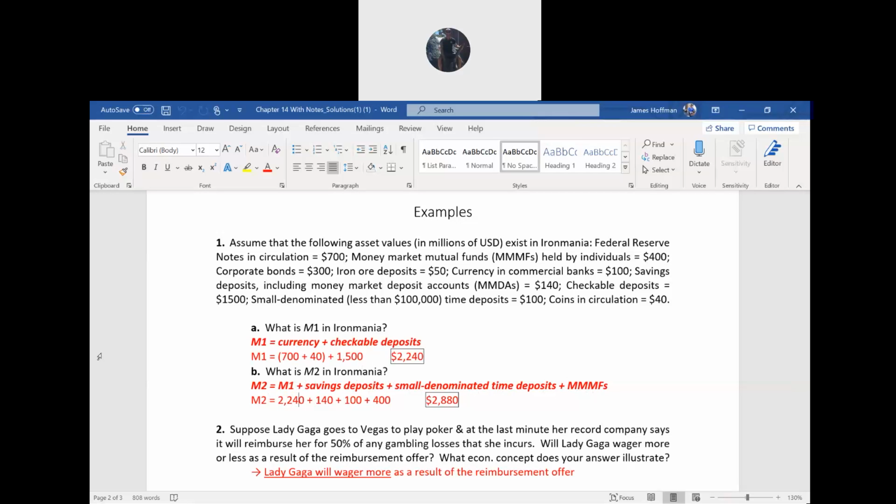2,240 from M1, and then savings deposits, 140, plus small denominated time deposits, 100, and plus money market mutual funds, which are 400, right? So add those together. 2,240 for M1, 140 for savings deposits, 100 for small time deposits, and then 400 for money market mutual funds. And that gives you 2,880.